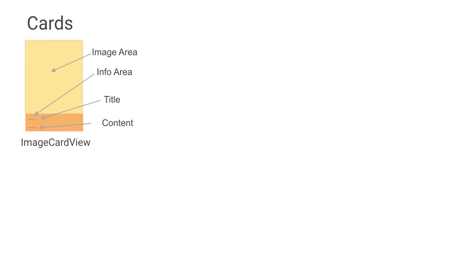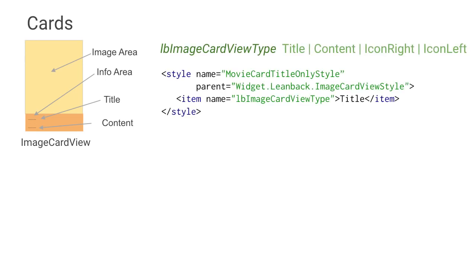Now, whatever app you're building, if you're displaying audio, video, or whatever media you want to display, it'll be displayed in cards. But just because you're rendering everything in cards doesn't mean all your cards will have to look alike. You can have different types of card in the same application. And the way to do that is by creating a style that extends from image card view style and overriding the attribute that you care about. One such interesting attribute is the LV image card view type.